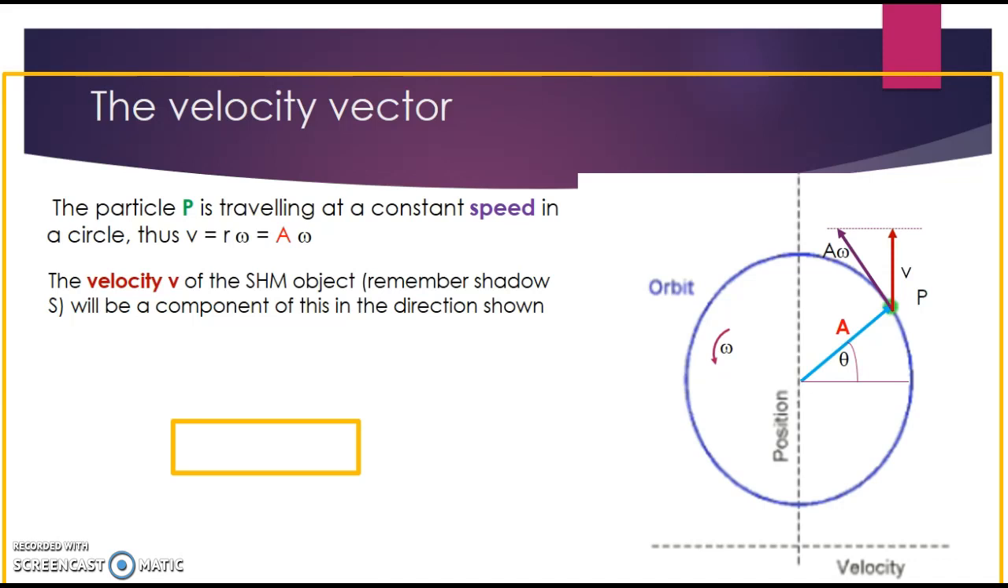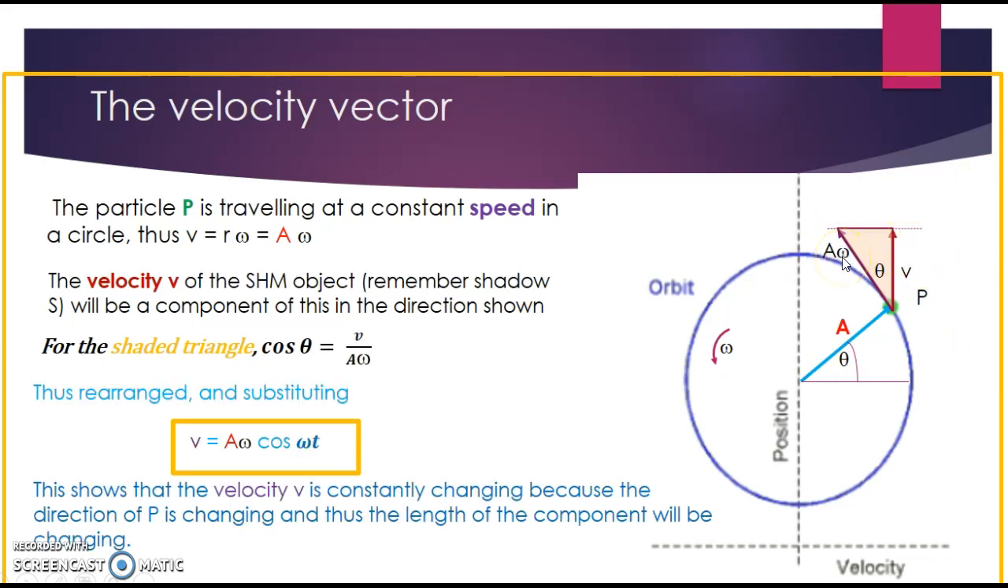And if you draw a triangle there, you will note that this angle here is the same as this angle here. So you can see the right angle is there in that corner, it's here in this corner. And so for that triangle, we can find that cos theta is adjacent over hypotenuse, which is v over a omega. And so we can rearrange and substitute in theta is equal to omega times t, and we end up getting this equation. So what this shows us is that the velocity is constantly changing, depending on what the position is around this circle.